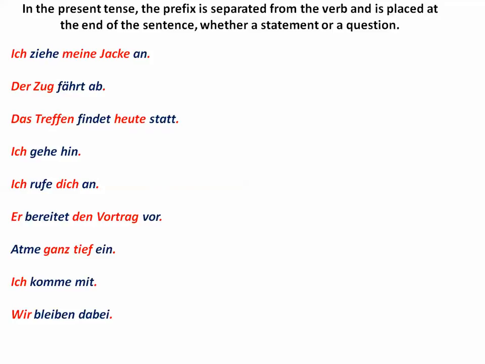So ich ziehe meine Jacke an, I put my jacket on, or I am putting my jacket on. Remember, in German, you don't have the present progressive tense per se. You have the present and present progressive all combined into ich, for example, ich ziehe. It could be I put or I am putting the jacket on.